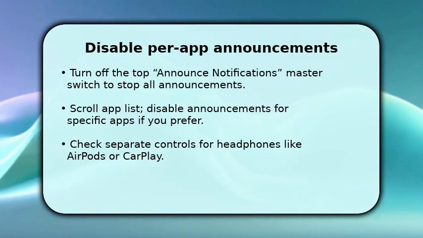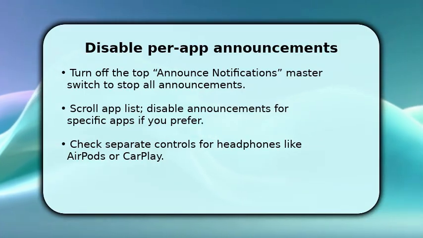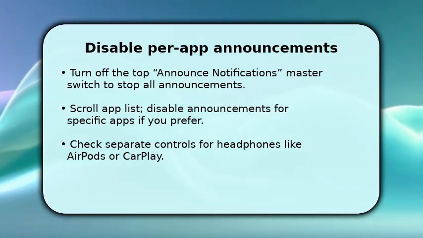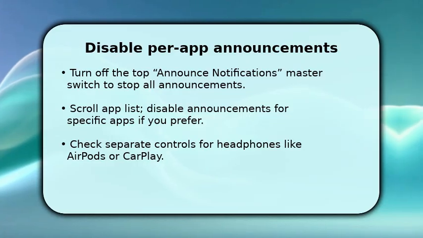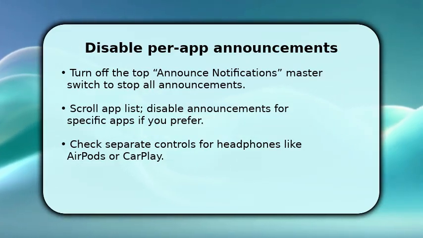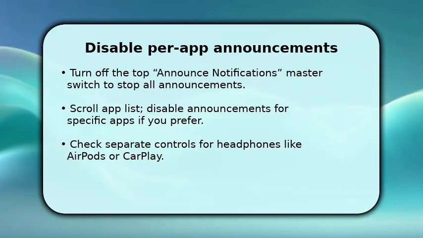You can block specific apps from speaking without killing every alert. Tap any app entry and switch off Announce for that app. Also, make sure to check the headphone and CarPlay options. These can re-enable announcements only when connected.